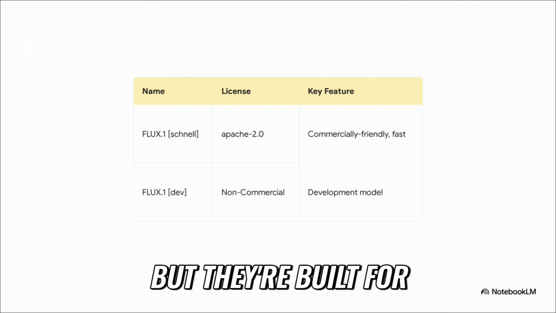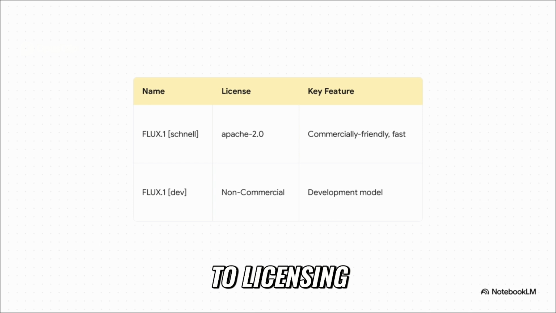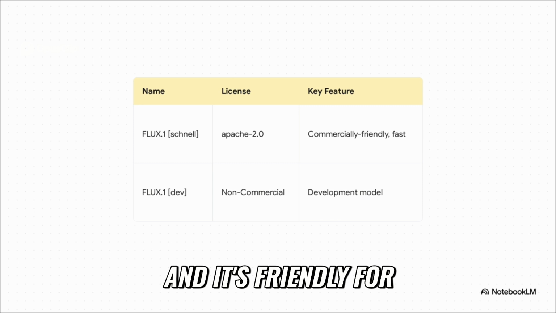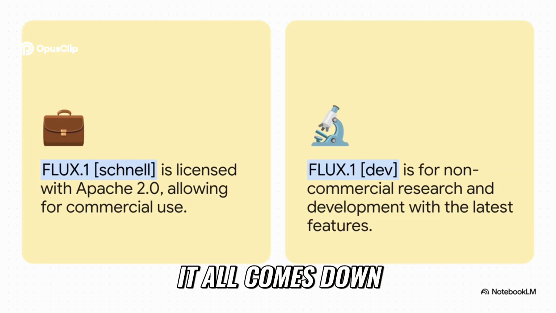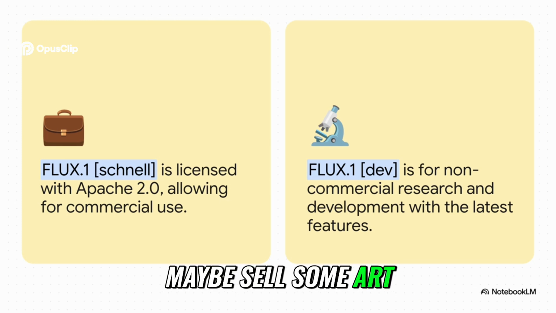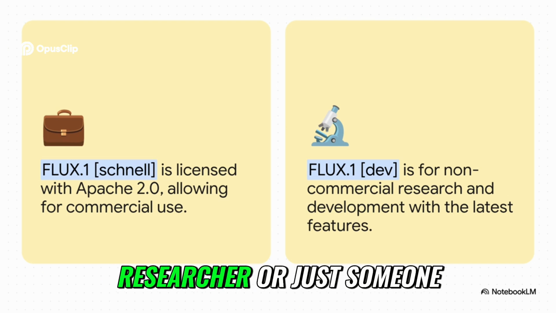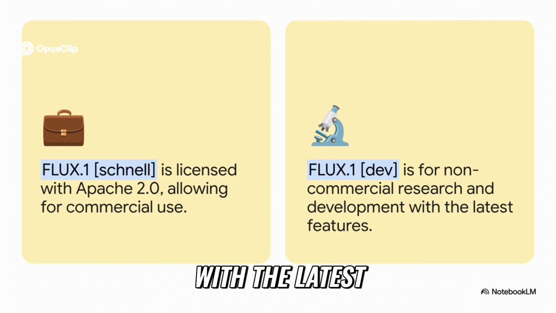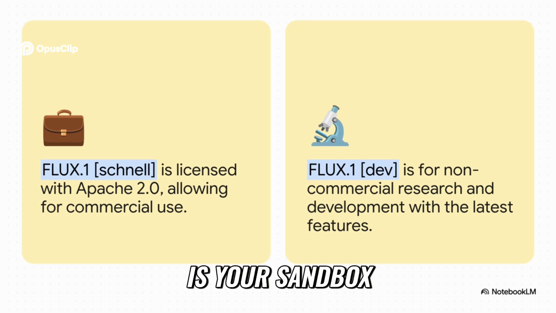They look similar, but they're built for totally different things, especially when it comes to licensing. The first one, Schnell, which, fun fact, is German for fast, is, you guessed it, quick, and it's friendly for commercial use. So, how do you choose? Well, it all comes down to what you're doing. Are you trying to build a product or maybe sell some art? Then you're going to want Schnell. That's your workhorse. But if you're a researcher or just someone who loves to play with the latest, greatest, sometimes experimental stuff, then the Dev model is your sandbox.